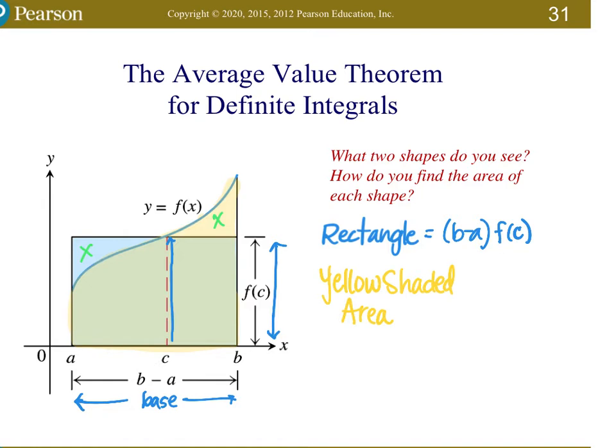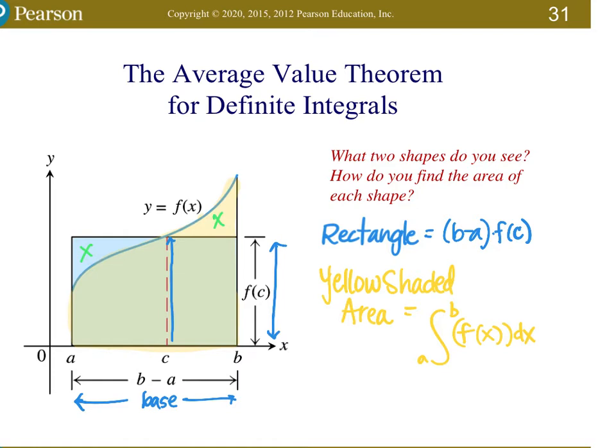That's base times height. The yellow shaded area is not a geometric shape, and so the only way to find the area of that is to do it by integral. And the integral goes from a to b, and it's following the curve, f of x dx. Okay, so two shapes and two strategies to find their area. One is a strategy of geometry, because we have a perfect rectangle, and the other is the strategy of calculus, where we use an integral to find the perfect area.